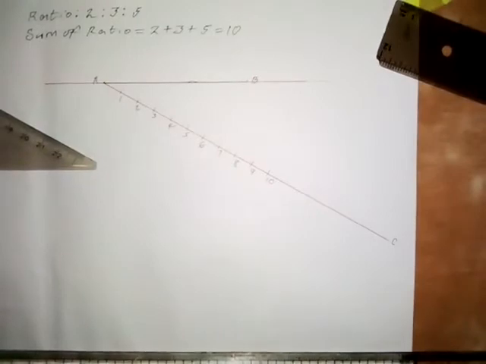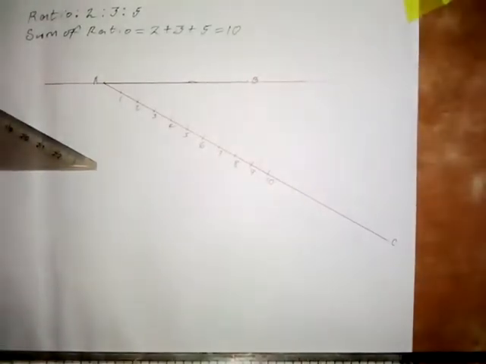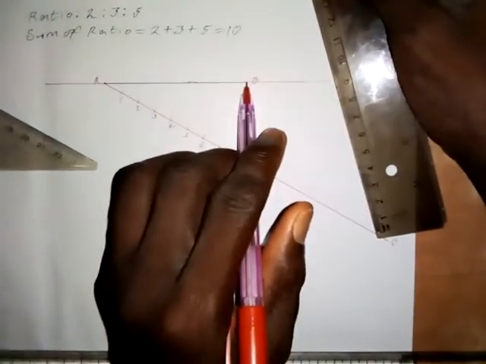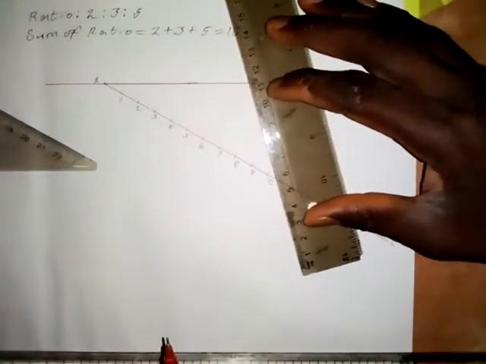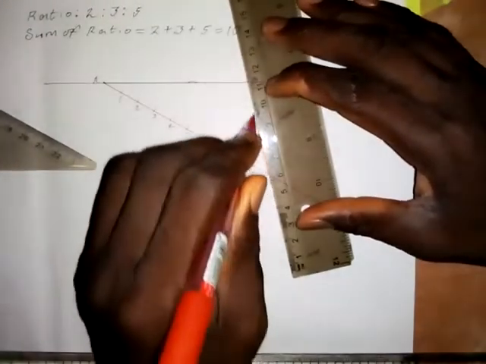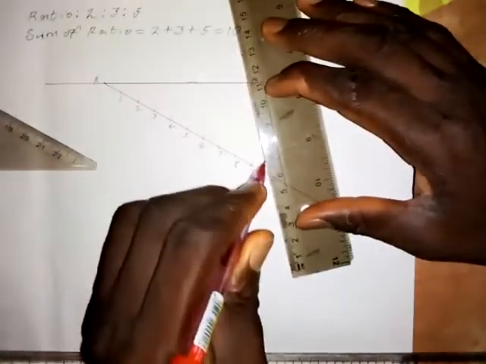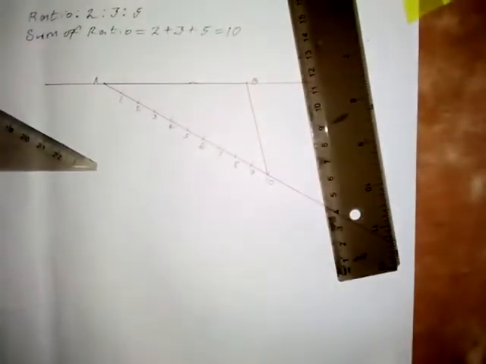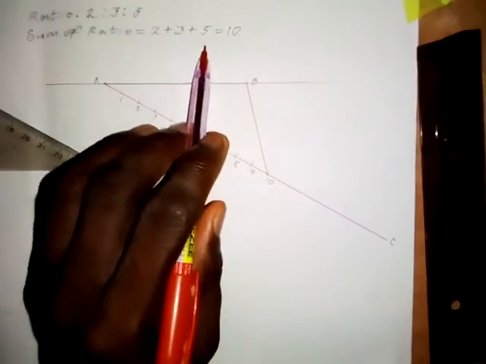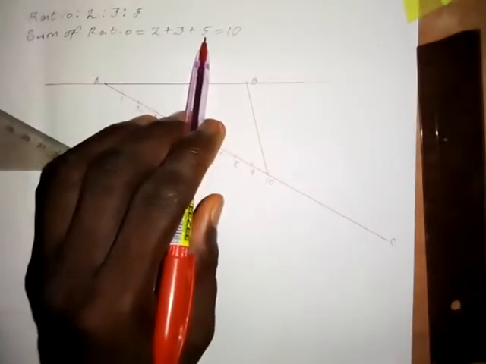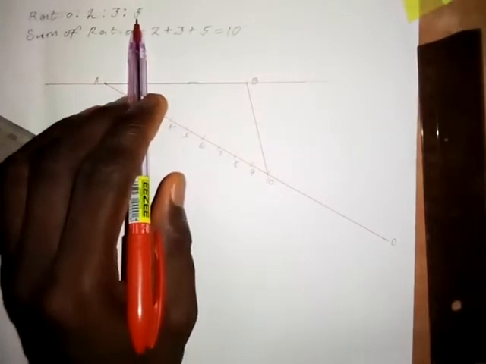Alright, so the next thing you are going to do is that you join the last point or the last division to the end of the line AB, which is point B. So you join it like this. Okay, so the next thing that you are going to do is that you start from the last number, which is 5, or the last proportion, which is 5, as we have here.